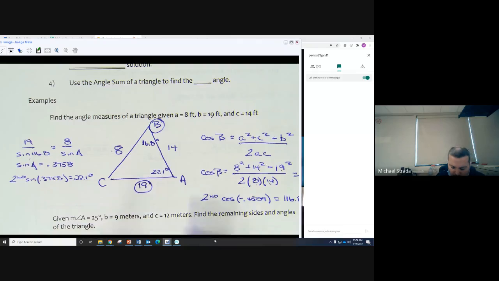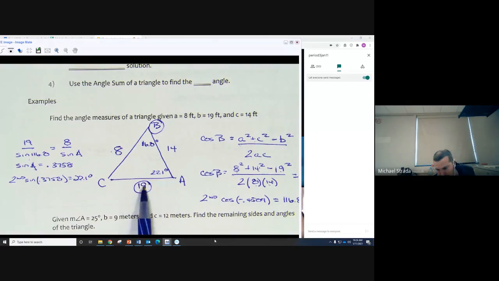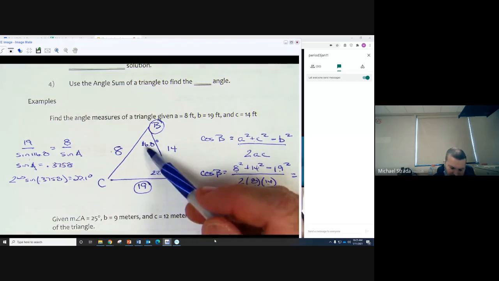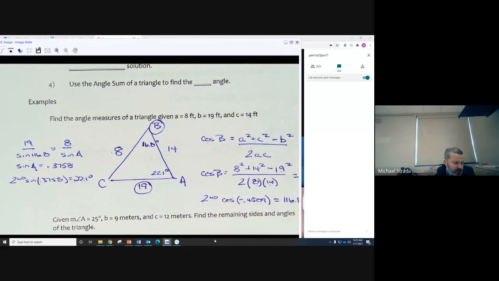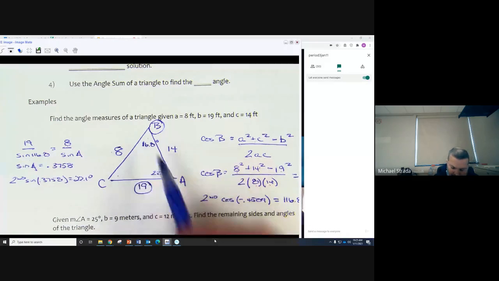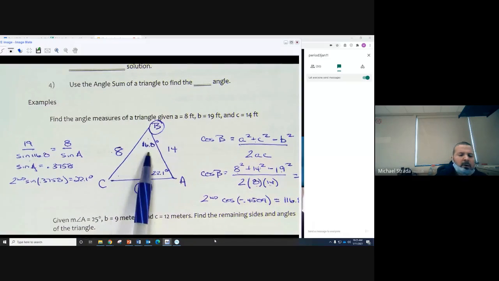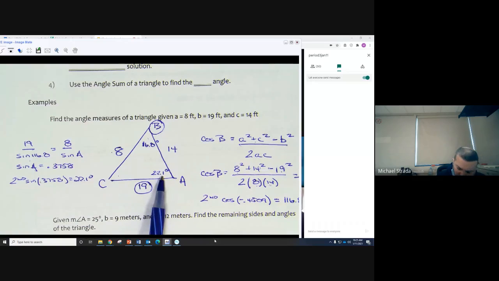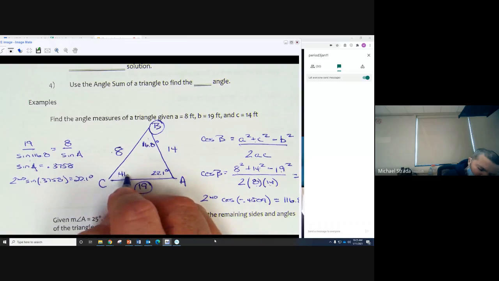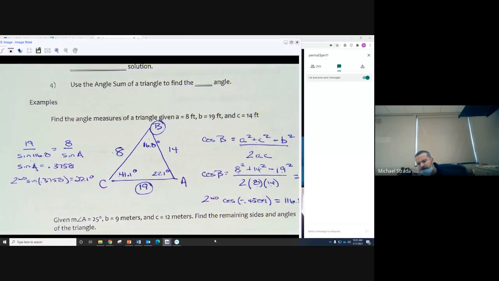The reason I picked the biggest side is I now know that that's got to be 22.1. When we did law of sines last week, it's possible that that was its supplement, but I know that can't be because the biggest angle is opposite the biggest side. So by picking the biggest side first, you don't have to worry about anything else. And then finally, to get the third angle, the three angles add up to 180. So add the two I have: 116.8 plus 22.1 is 138.9. Subtract that from 180, and you get 41.1 degrees.